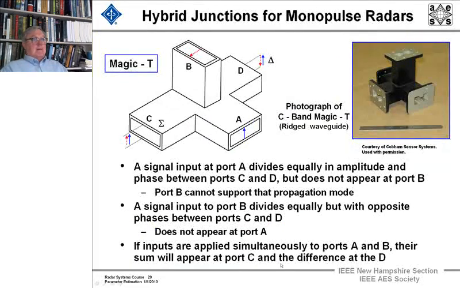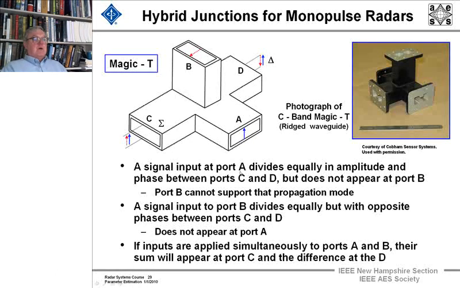Okay. Now I'm going to look in detail at how a hybrid junction of the magic T type works at C band. You notice it's about a half a wavelength. If you look down, that's 1 inch, 2.5 centimeters, and 5.5 centimeters is a wavelength. So it's about a wavelength over 2, a little less than a quarter wavelength, or about that in height.